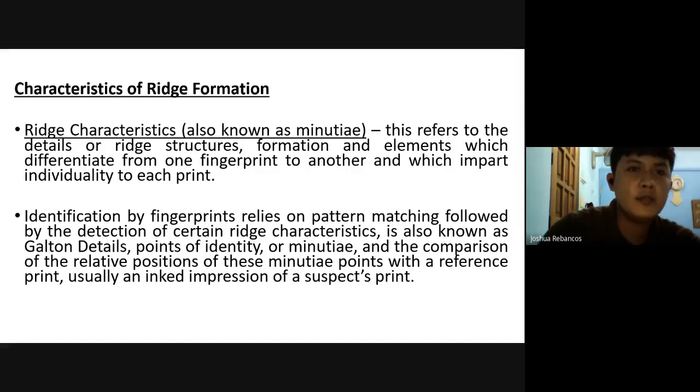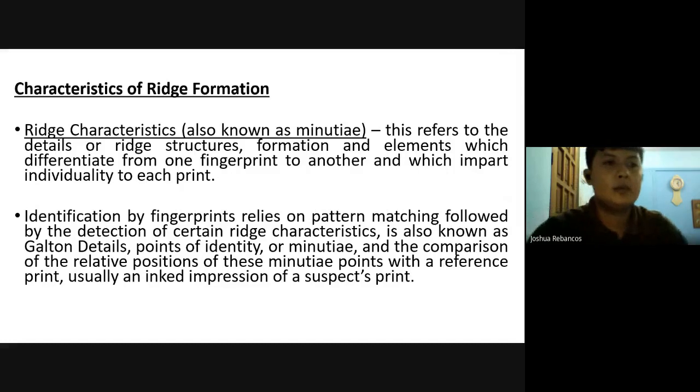Okay? Identification by fingerprints relies on pattern matching. Sabi dito, the identification of fingerprints relies on pattern matching, followed by the detection of certain ridge characteristics. So, ang ginagawa muna is pattern matching. Ano ba yung example ng pattern matching? Okay, we have the arch, loop, and whirl. Yung nasa crime scene, ang nakita nilang pattern doon is whirl. Tapos yung nakita nila dun sa suspect is arch. Ibig sabihin, kambali na agad. So then, mag-proceed sila sa characteristics.